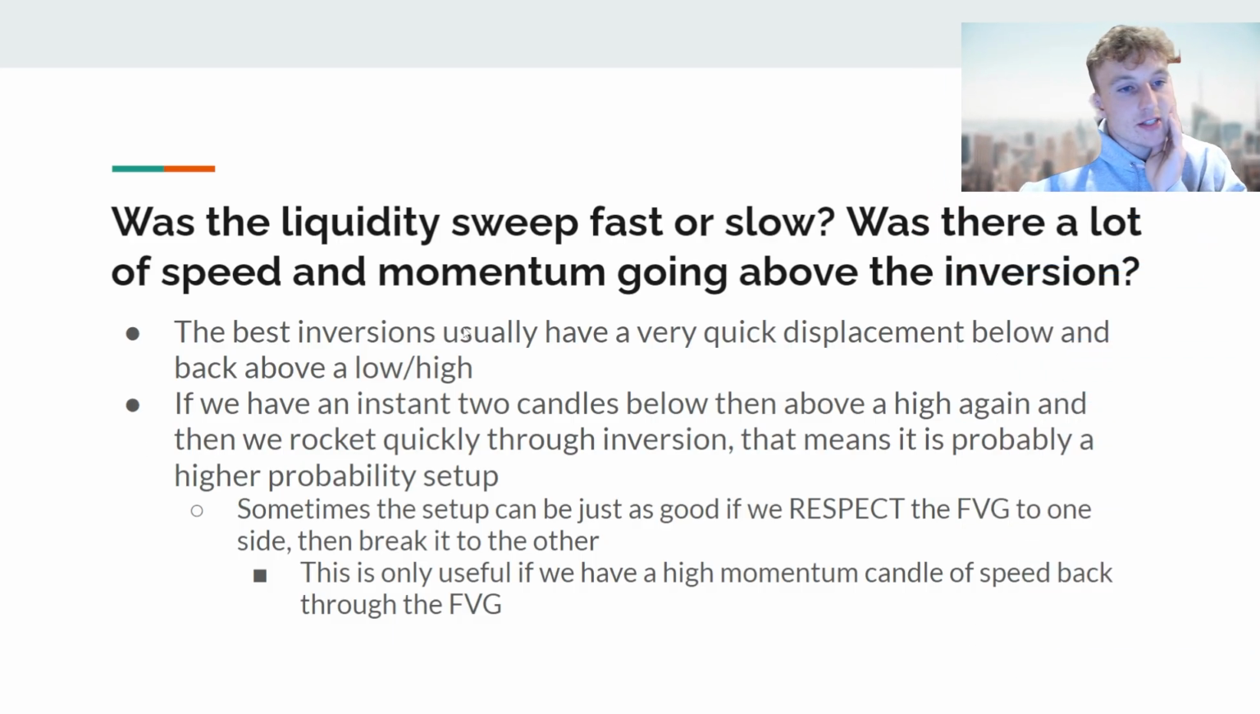So next one, was the liquidity sweep fast or slow? Was there a lot of speed and momentum going above the inversion? Okay. The best inversions always have very quick displacement, usually 1 or 2 candles displaced below and above. If we have instant 2 candles below, then above a high again, and we rocket quickly through the inversion, that means it's probably going to be a high probability setup. So I'll show you some examples, but the setup can also just be as good if we respect the fair value gap to the other side and break it.